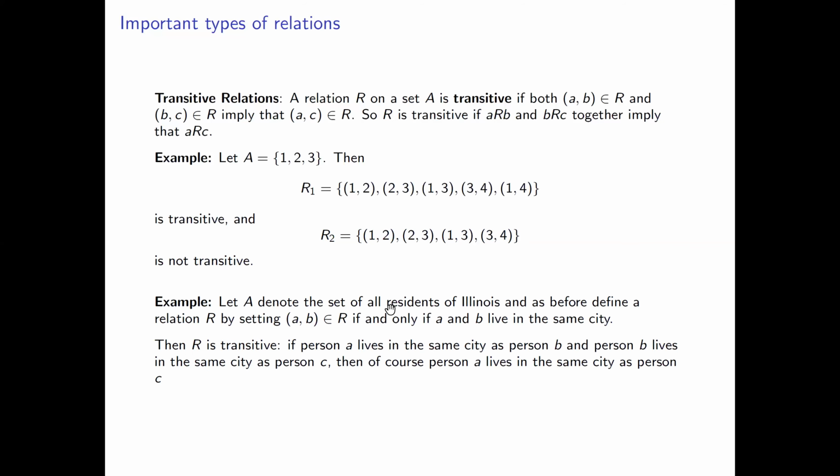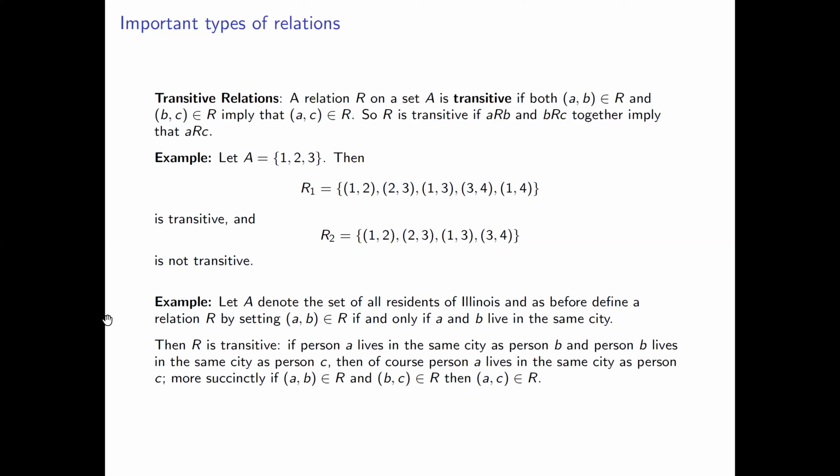And finally, just finishing up, if you go back to this other example where A is the set of all residents of Illinois, and I define a relation by saying person A is related to person B if they live in the same city, then that's also transitive, right? Because if person A lives in the same city as person B, and person B lives in the same city as person C, then of course A and C have to live in the same city as well. And so if A is related to B and B is related to C, then A is related to C. And more succinctly, you can use ordered pairs to write that out.